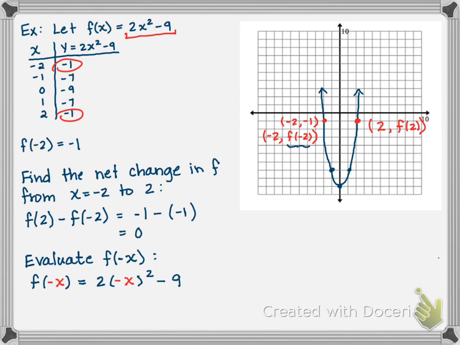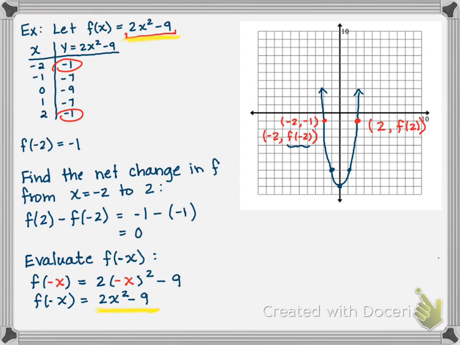X squared, right? So negative x times negative x, that's a negative times a negative, which is a positive. And then x times x is x squared. So we actually end up with f of negative x equals 2x squared minus 9, which means that the output of f of negative x is exactly the same as the output of f of x. What that tells us is that if you plug negative 2 in, you will get the same exact thing as if you plug 2 in.